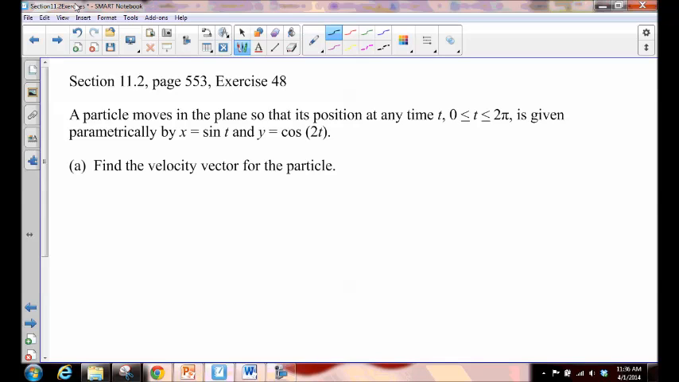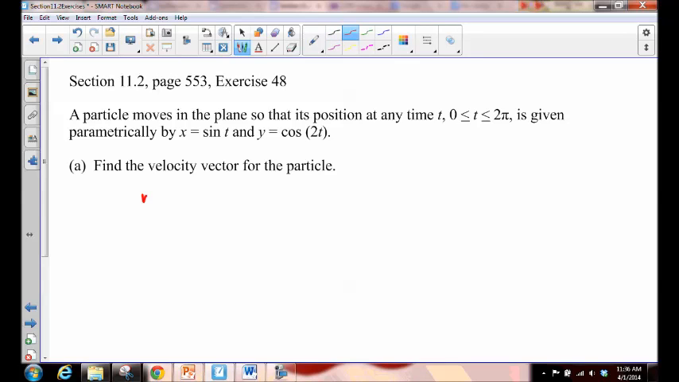Let's do section 11.1, page 553, exercise 48, which reads: a particle moves in the plane so that its position at any time t, 0 less than or equal to t less than or equal to 2 pi, is given parametrically by x equals sine t and y equals cosine 2t. Part A asks us to find the velocity vector for the particle.